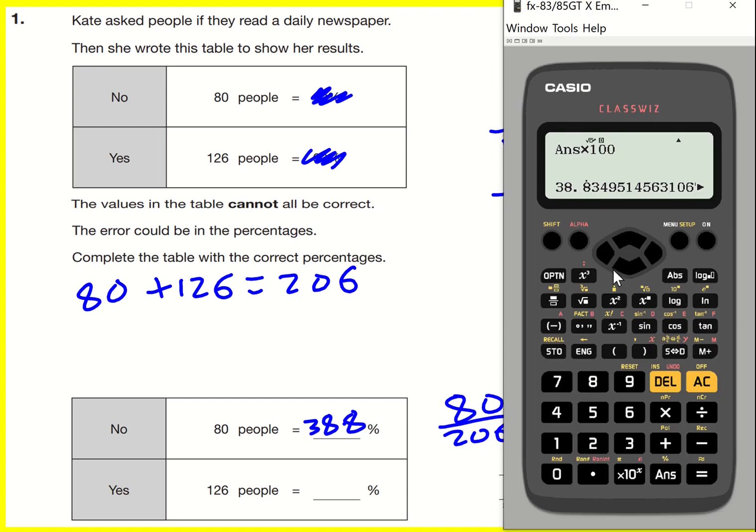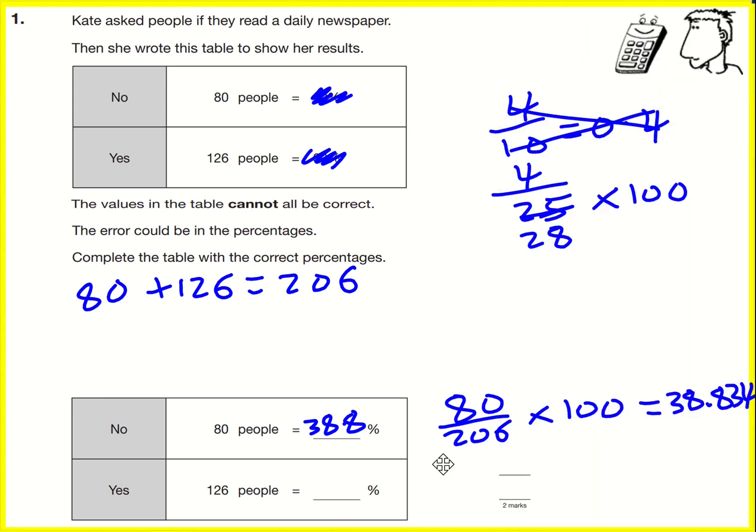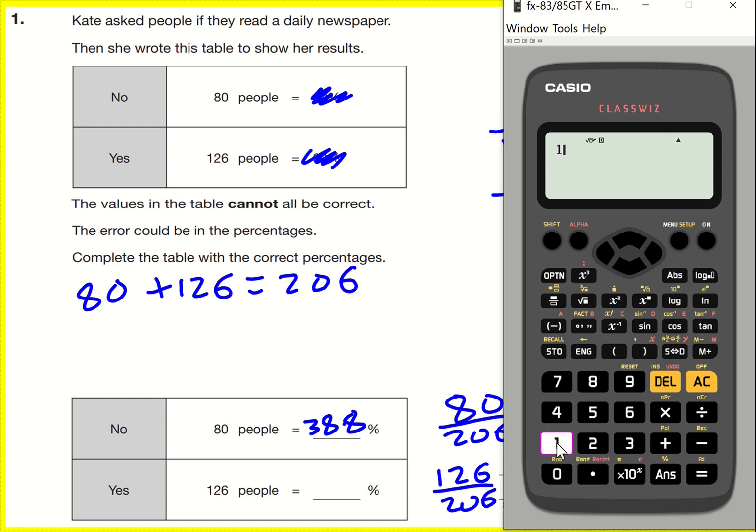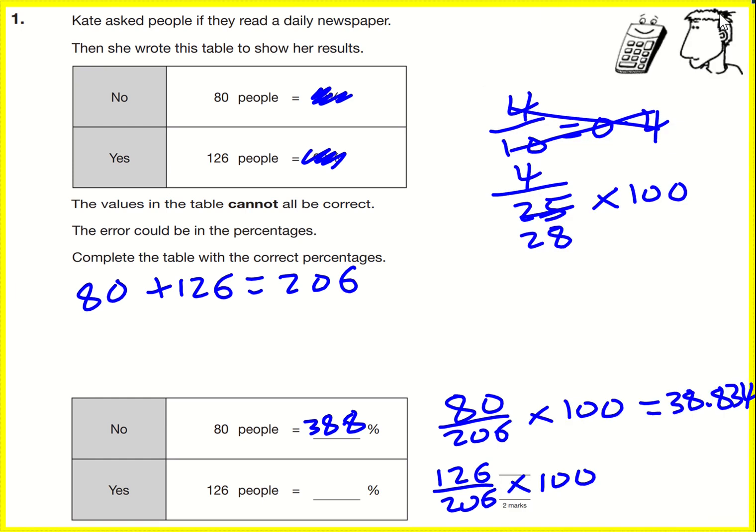I can do the same with the 126. Actually, let me show my working. 126 divided by 206, times that by 100. I'll do it all in one go this time. And I get 61.165, which rounds to 61.2%. And look, these add to 100% in total, so we're pretty confident at that point.